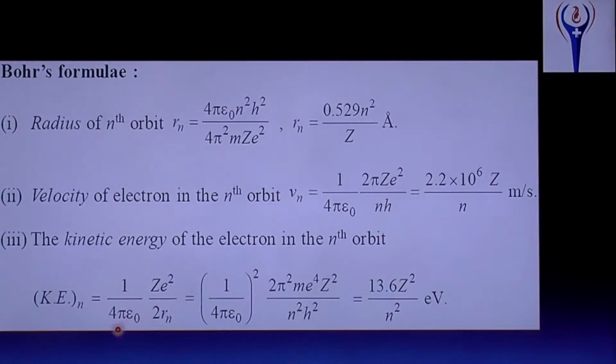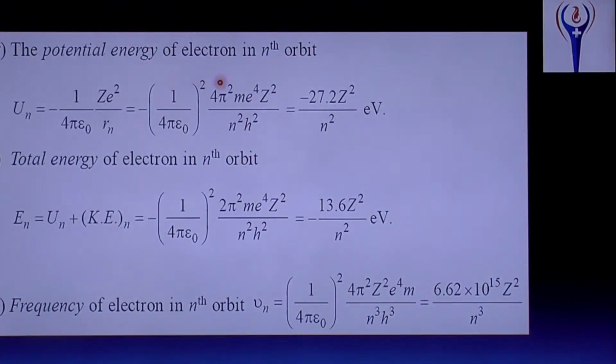In the same way, kinetic energy in the nth orbit has the formula 13.6 Z square by n square eV. What is Z? Z is the atomic number. Here the element will be given: hydrogen means 1, helium 2, carbon 6. Based on the element, the Z value will be substituted, and n is the quantum number. Here this formula is derived in the form of eV, not in joules. It is already converted to eV.